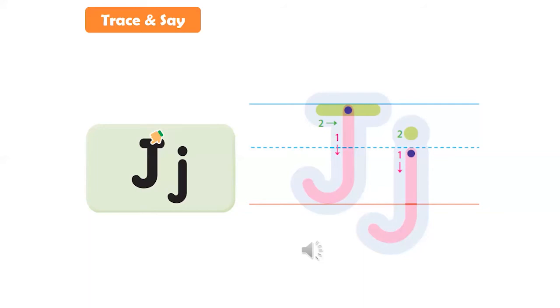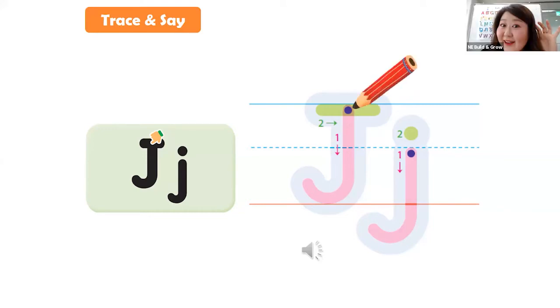How about you guys? I'm looking at you. Are you guys doing it? Good. Now, little small J over here. Good job. You did a great job. Now, it's time to listen to the sound. J. J. J. Good. Now, let's say it out loud. J. J. Good.